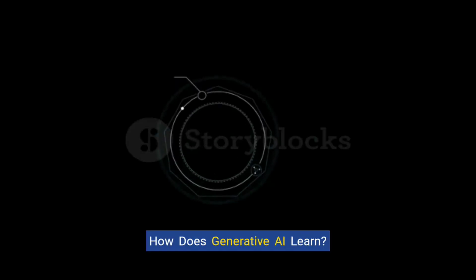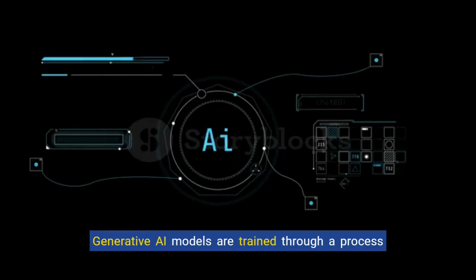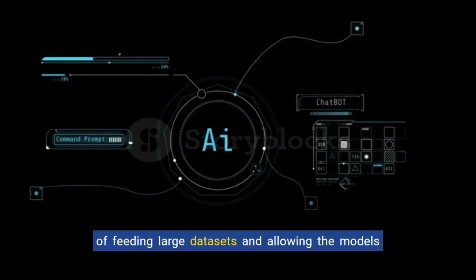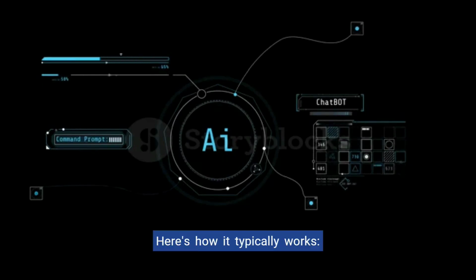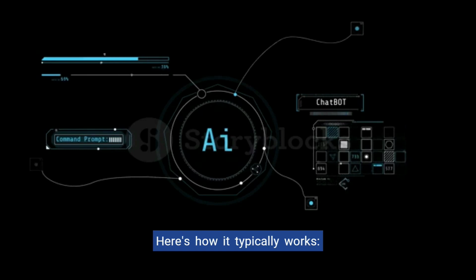How does generative AI learn? Generative AI models are trained through a process of feeding large data sets and allowing the models to recognize patterns and relationships within the data. Here's how it typically works.